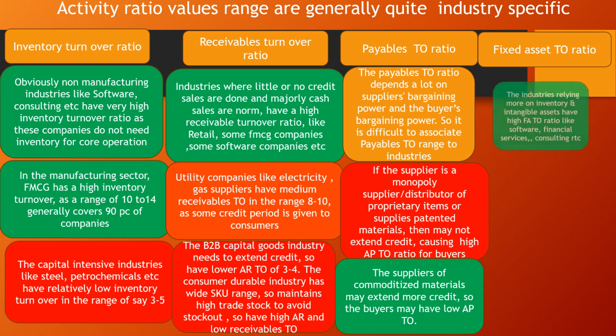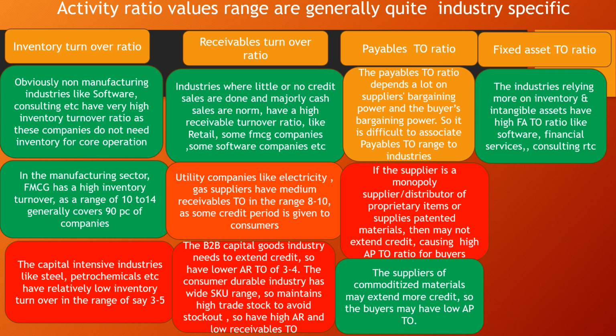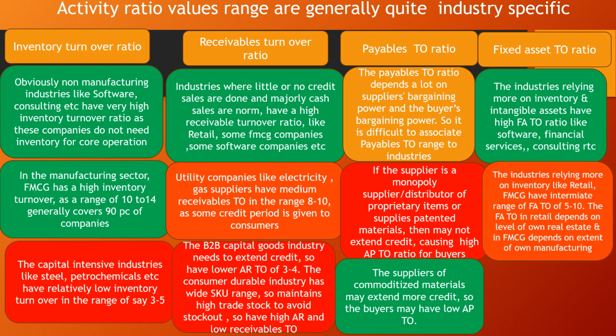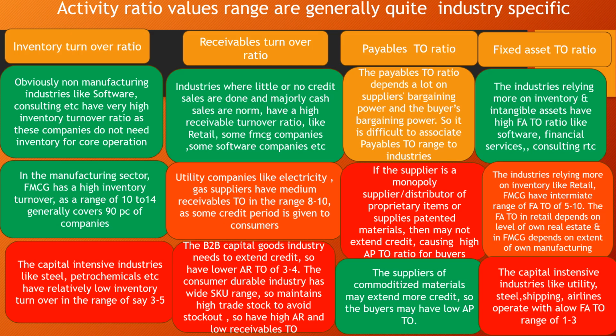Fixed assets turnover ratio. The industry is relying more on inventory and tangible assets have high fixed assets turnover ratio like software, financial services, and consulting. The industry is relying more on inventory like retail, FMCG have intermediate range of fixed assets turnover of 5 to 10. The fixed assets turnover in retail depends on level of own real estate, and in FMCG it depends on the extent of own manufacturing. The capital intensive industries like utility, steel, shipping, airlines operate with a low fixed assets turnover ratio in the range of just 1 to 3.